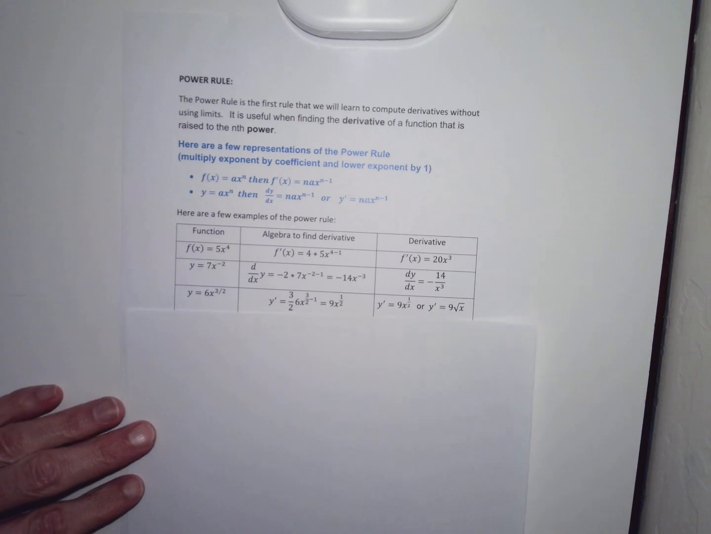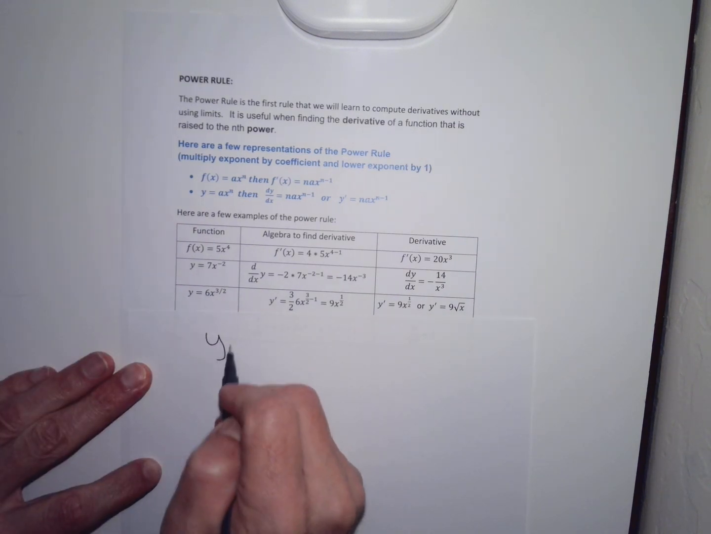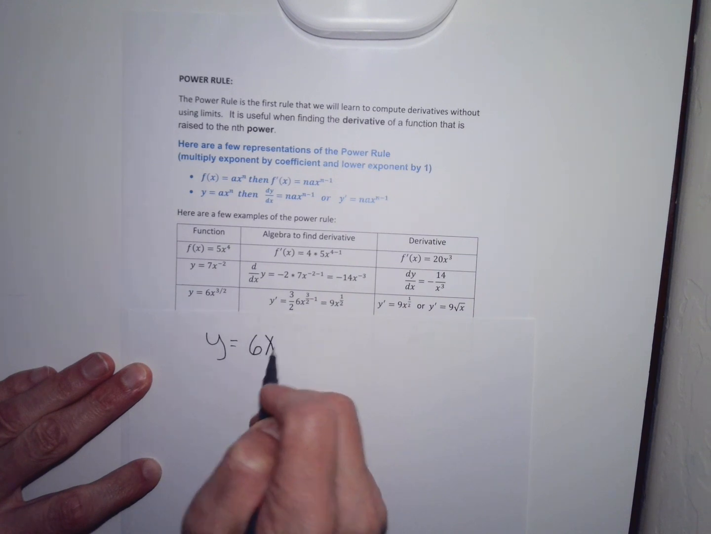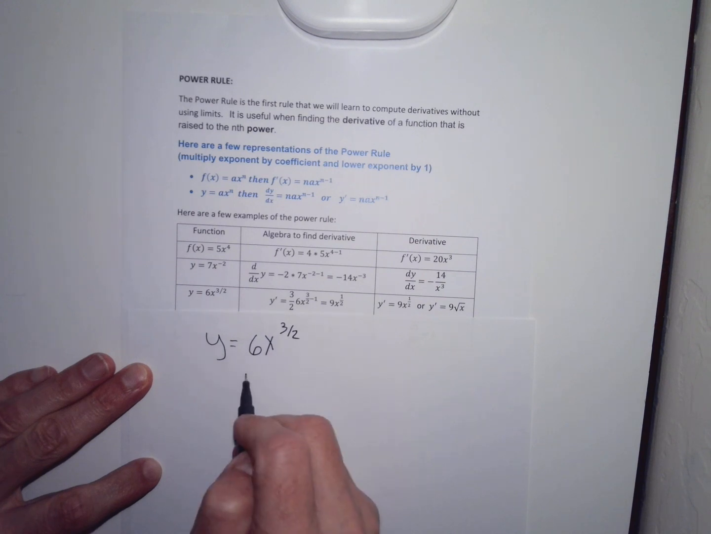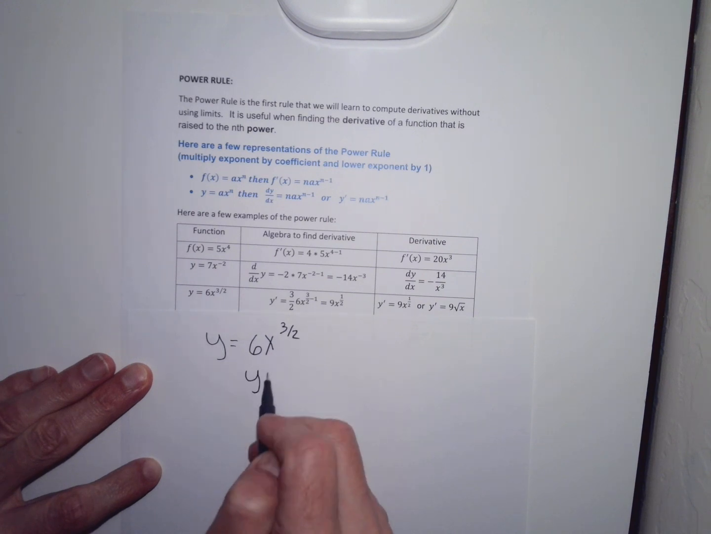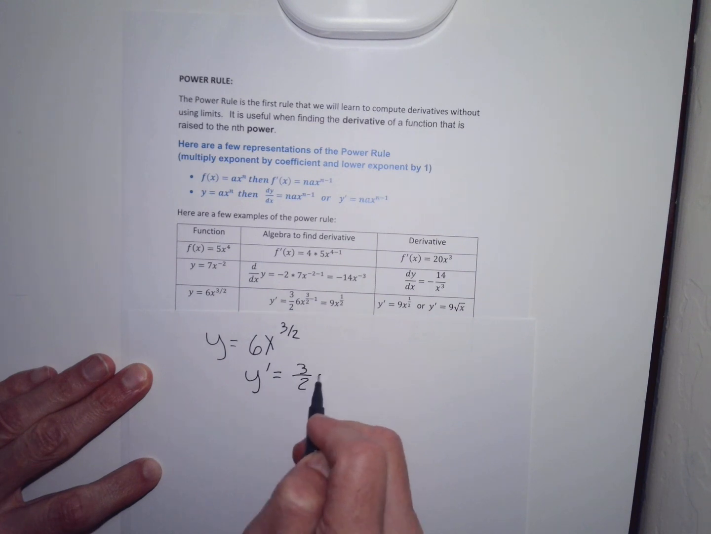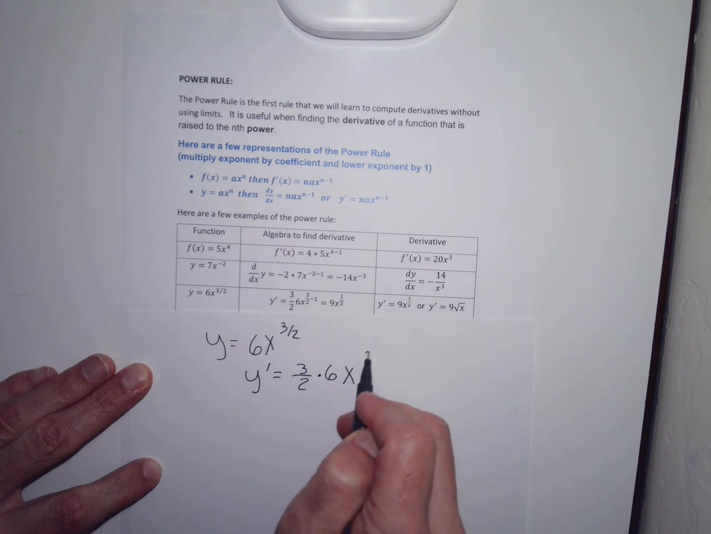The next derivative that I want to take is the derivative of 6 times x to the 3/2 power. How do I take derivatives? Using the power rule. I'm going to write the y prime symbol, I'd rather do that than dy/dx. I take the exponent, in this case 3/2, multiply it by the coefficient, and lower the exponent by 1.